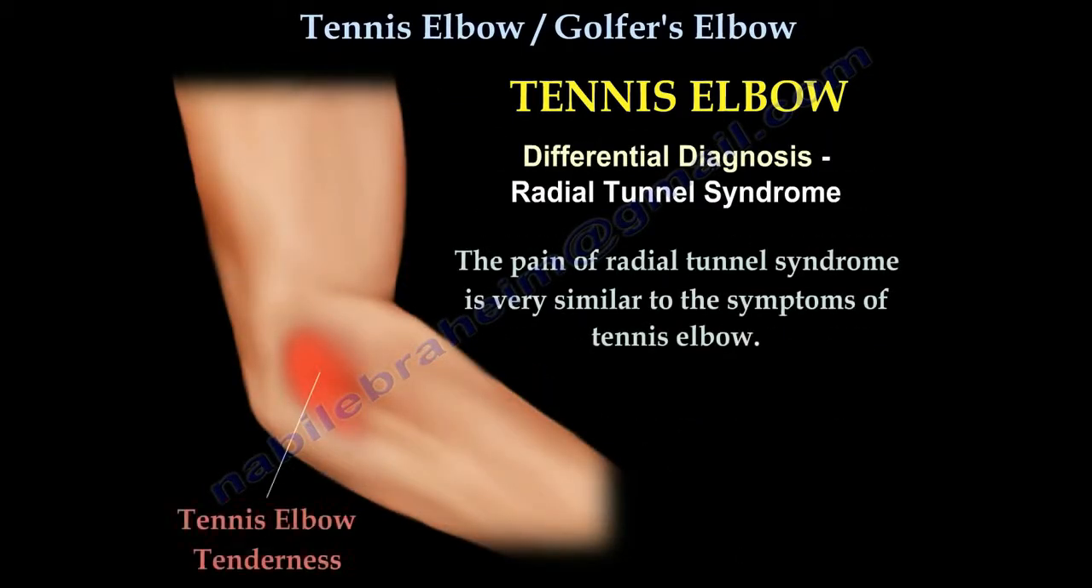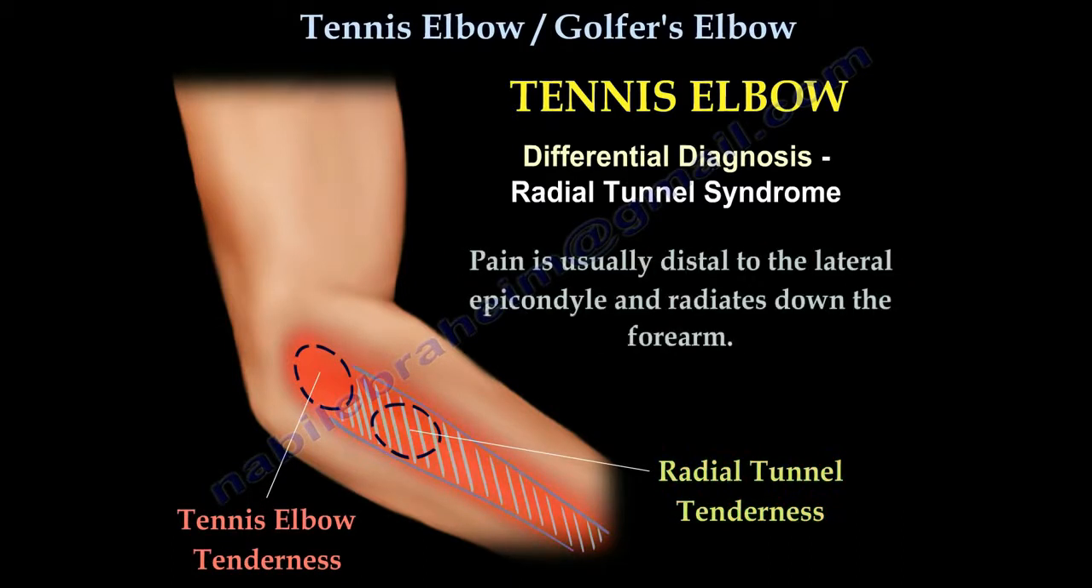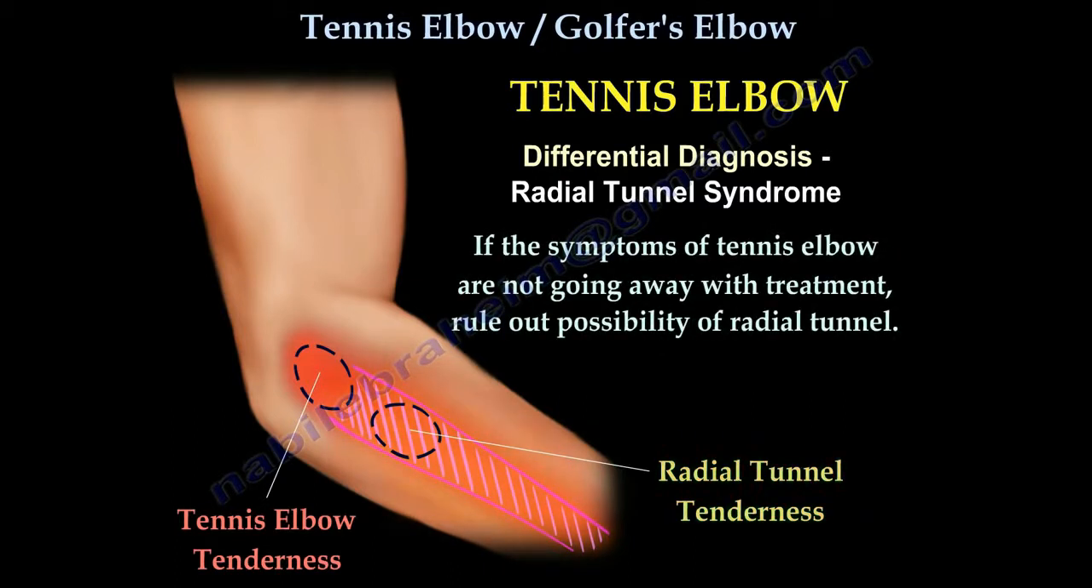The pain of radial tunnel syndrome is very similar to tennis elbow pain. However, the location of the pain is distal to the lateral epicondyle and it radiates down the forearm. If the symptoms of tennis elbow are not improving with treatment, rule out radial tunnel syndrome.